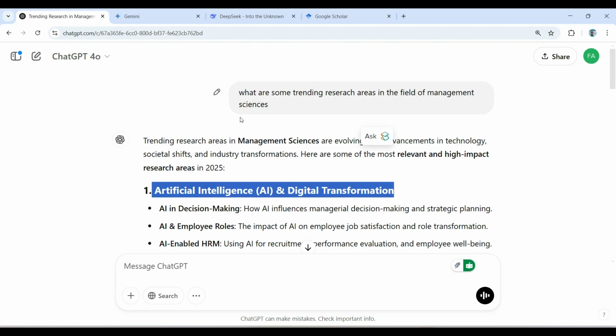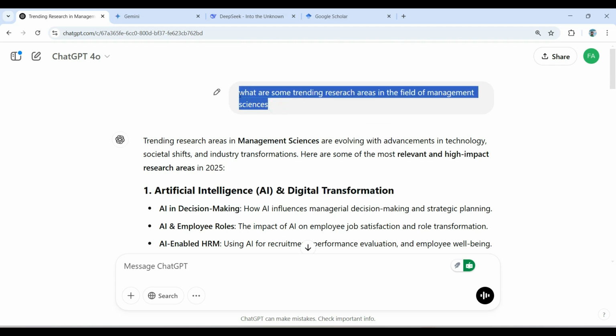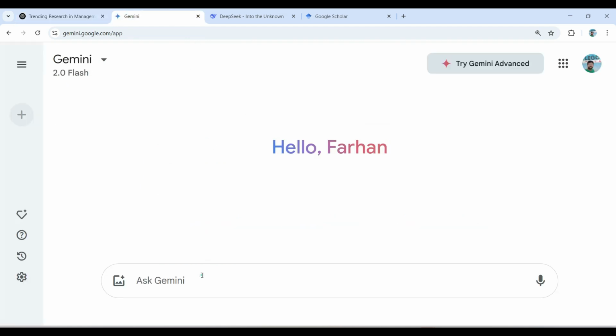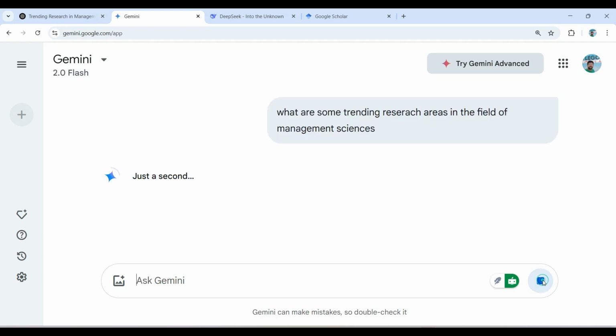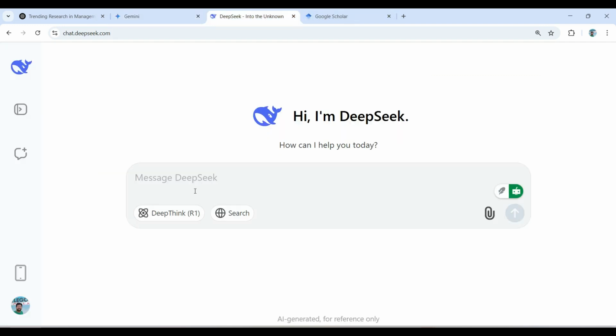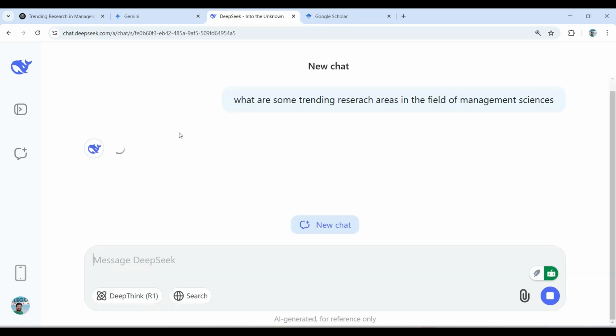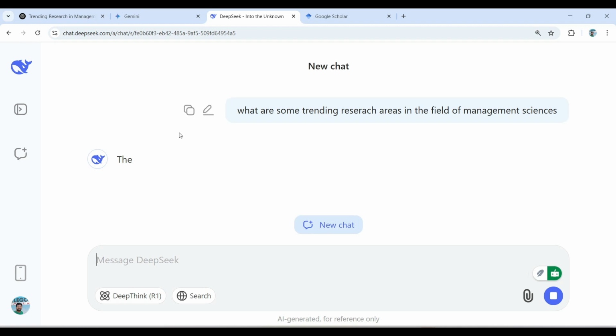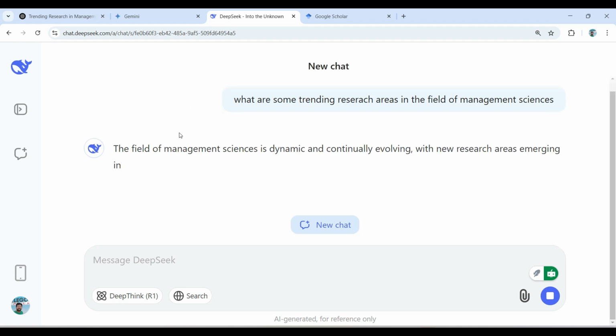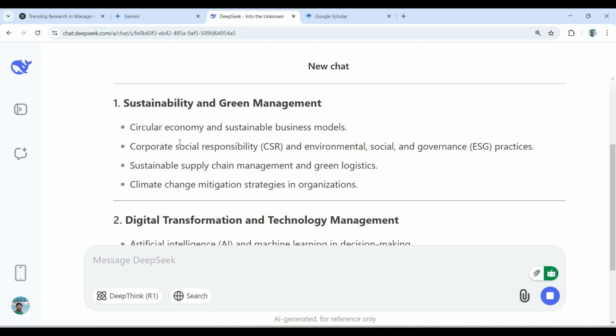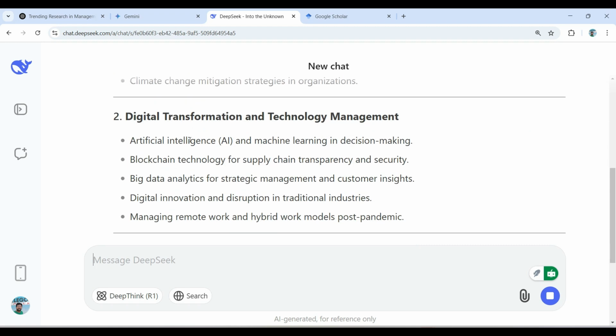I'll also have an overview of the other generative tools. So let's paste the same prompt on Gemini and press enter, and on DeepSeek. Now this is an important aspect because we should have a comparative search. So see if different generative models are giving us overlapping topics, or if there are some new or unique topics that a specific generative model is providing us.